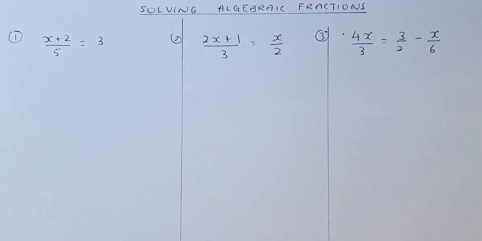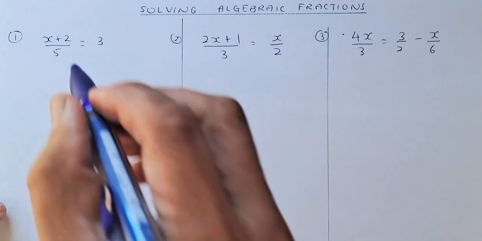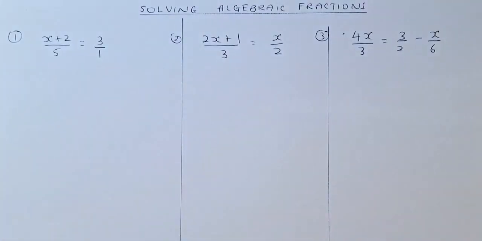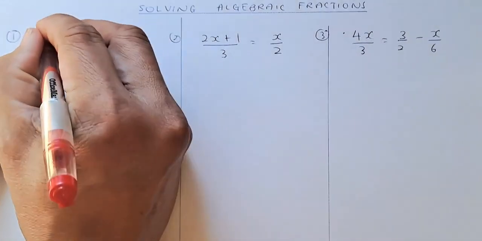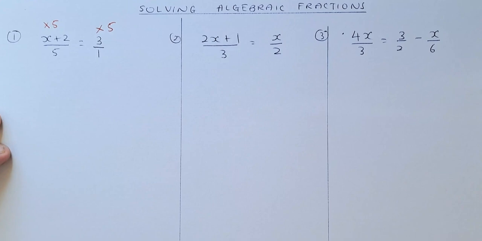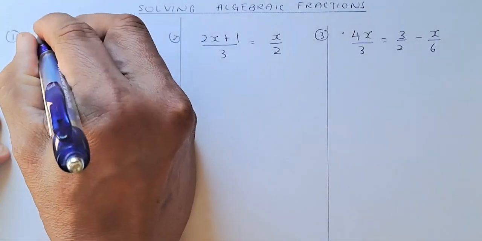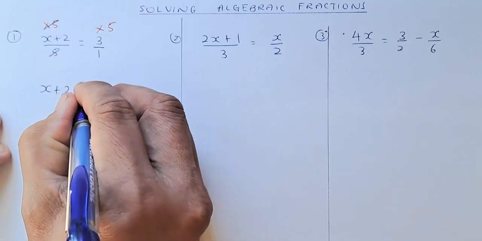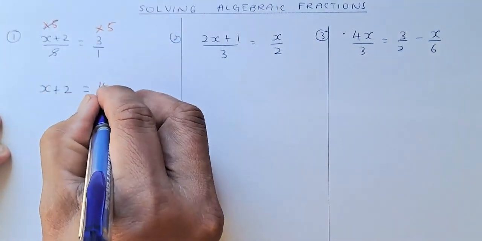So the first question, we look at (x + 2)/5 = 3. The lowest common denominator is 5, because 3 is actually 3 over 1. So what you do, you're going to multiply by 5 on both sides. When you multiply by 5, the 5 will cancel out. On the left hand side, you are left with x + 2, and on the right hand side, 3 times 5 is 15.